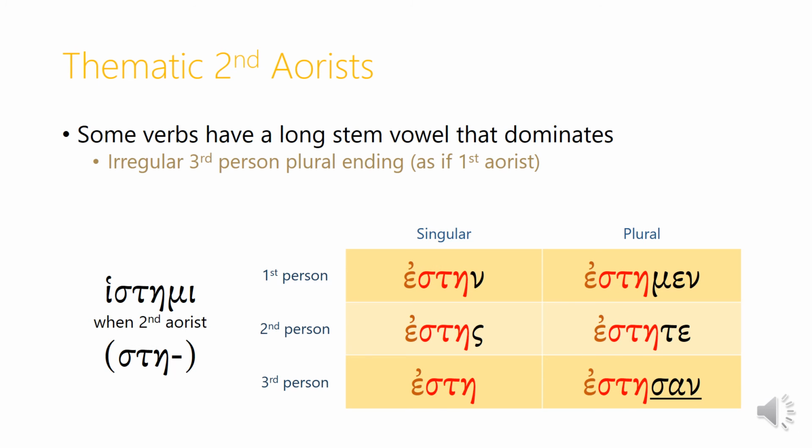Histemi is one of these very, very rare verbs that can act like either a first or a second aorist. When it acts like a first aorist, we use the real stem sta. But when it acts like a second aorist, the stem seems to be stae, ending with a long eta, and it acts like one of these thematic second aorists. So if it's acting like a second aorist, the forms of histemi would be estan, I stood, estes, you stood, este, and then in the plural, estamen, estete, and estesan.